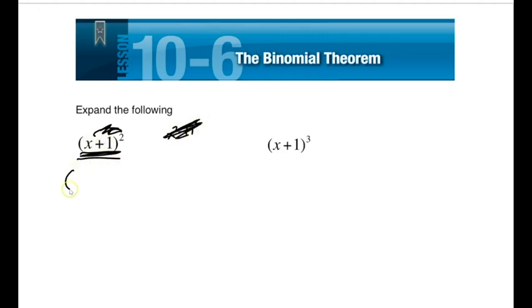The way we're supposed to do it is do this. x plus 1 times x plus 1. Distribute. And if you do it correctly, you should get x squared plus 2x plus 1. That's what you have to do.